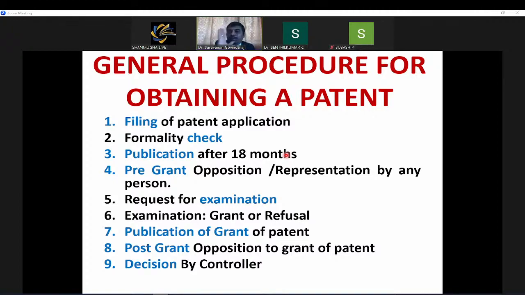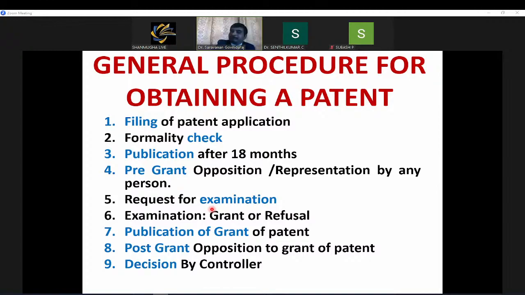Everybody can see what you have proposed. If you have copied anybody's ideas or already existing things, some people will oppose before the grant itself. Any person can oppose. Okay, if no one has opposed, after that you can go for examination of your process or patent. Then if they examine it and find that your product or process is novel, has inventive steps, and has commercial use, then they will grant. In case it is not there, they will refuse.